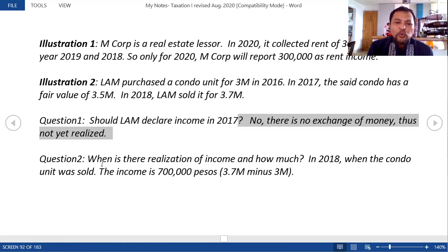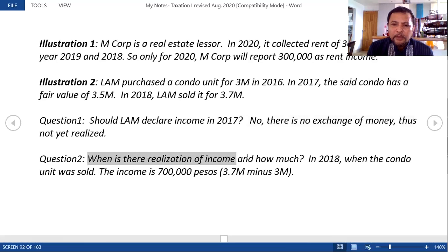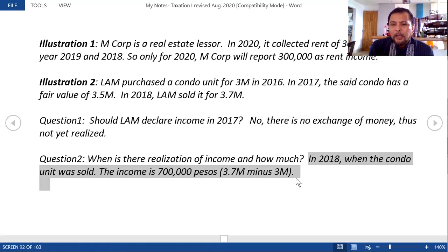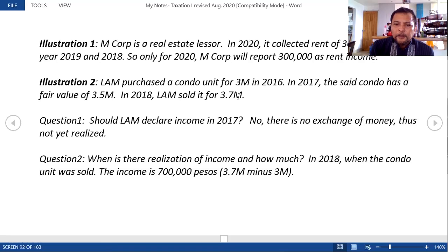Okay. Question 2. When is there realization of income and how much? So the answer is in the year 2018, and that is when the condo unit was sold. And how much is the income? The income is 700,000 pesos. That's deducting the sale proceeds or the selling price of 3.7 million minus 3 million. So the difference is the income, and that's 700,000 pesos. So it can be reported only in the year 2018.